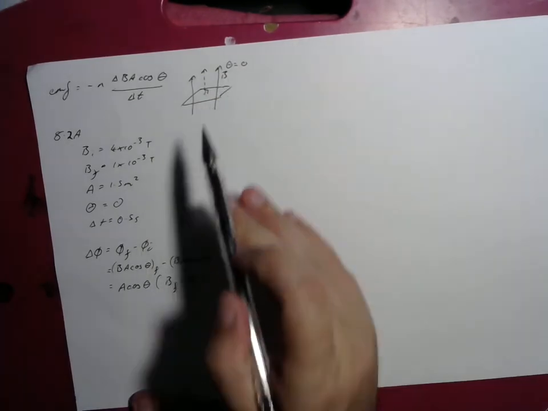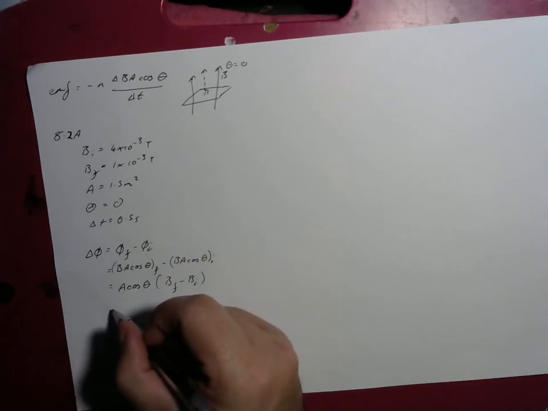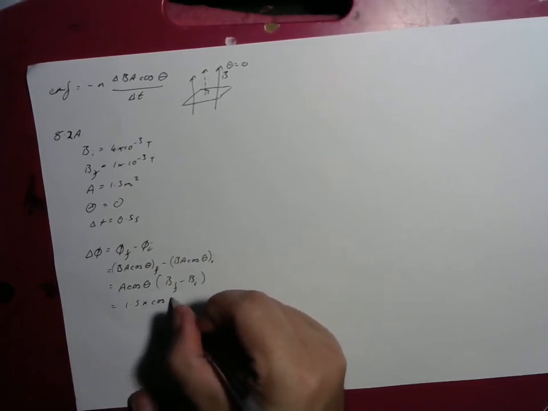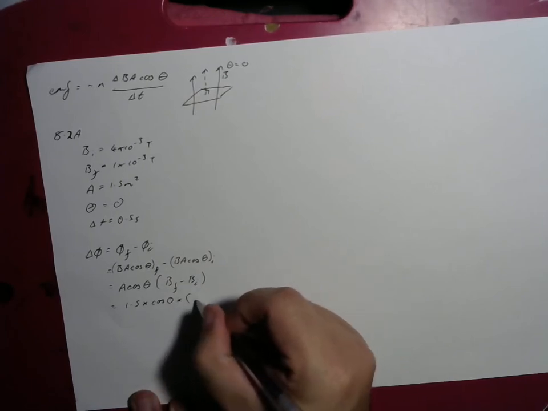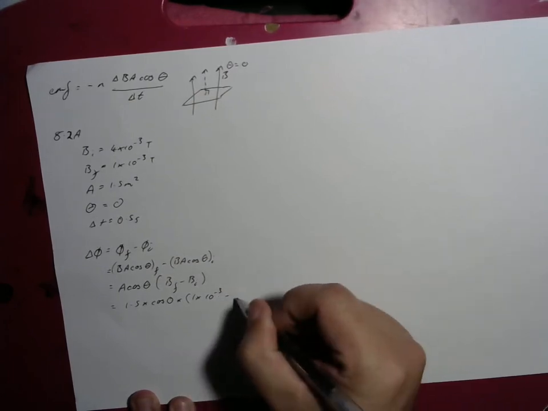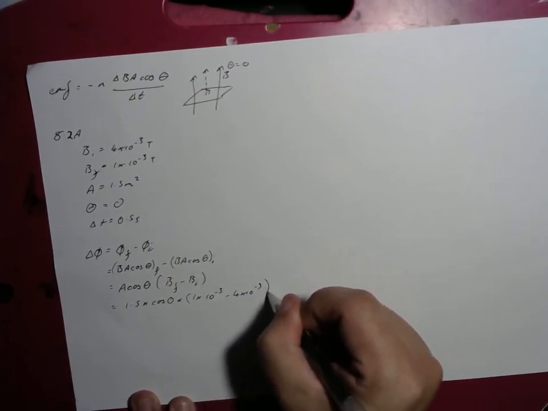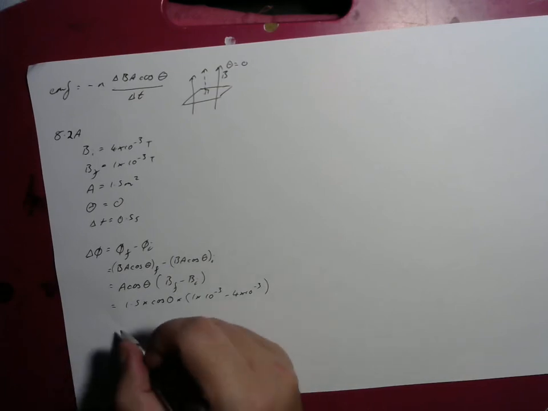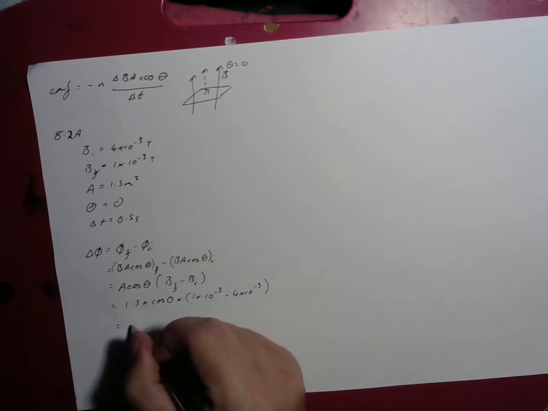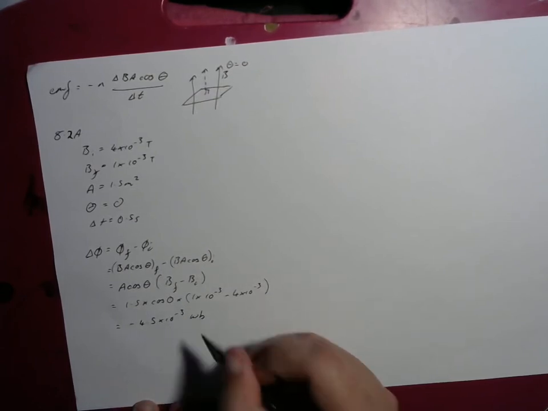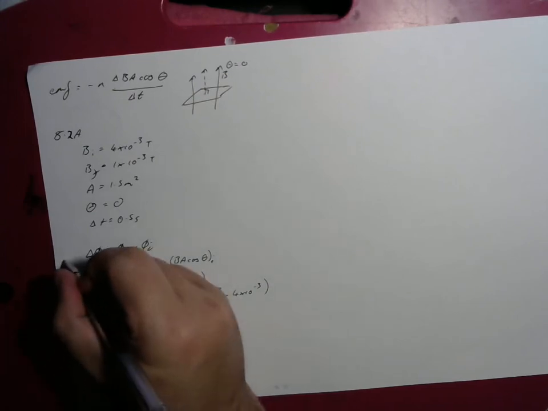We have all these. We have A, it's provided. We have theta, we've determined that from reading the question. We have our two differences. So equals 1.5 times cosine of 0, which will just be equal to 1, times 1 times 10 to the negative 3, take away 4 times 10 to the negative 3. Well, that's just going to be negative 3 times 10 to the negative 3, and negative 3 times 1.5 should equal negative 4.5 times 10 to the negative 3 Weber. Okay, so there's part A.